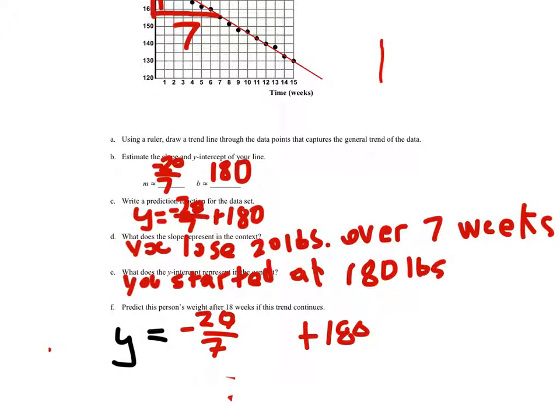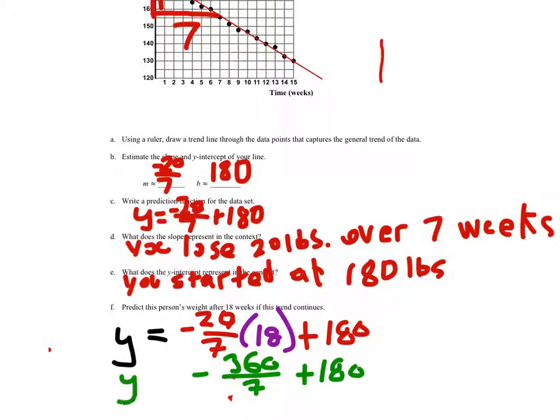So this is his prediction function, and we want to know how much this person will weigh after 18 weeks. So if I multiply these, what do I get out of that? I get a negative 360 over 7 plus 180.